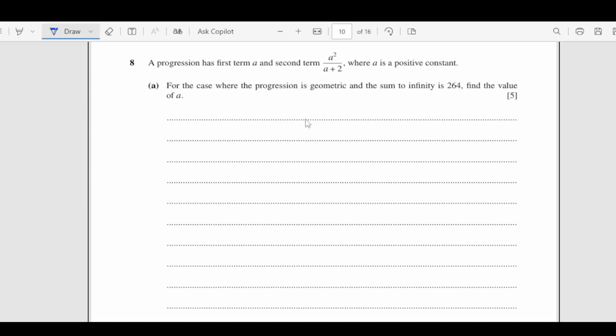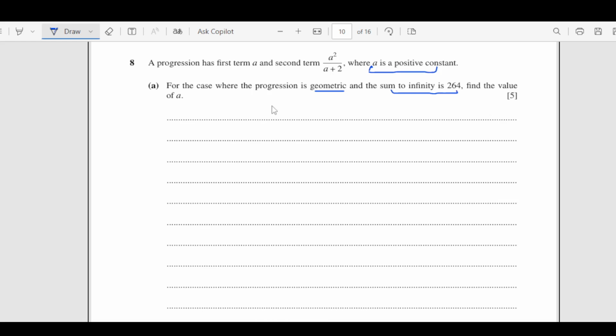Question number 8. A progression has first term a and second term a squared over a plus 2, where a is a positive constant. For the case where the progression is geometric and the sum to infinity is 264, find the value of a.